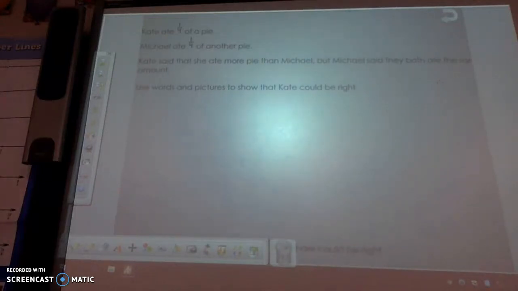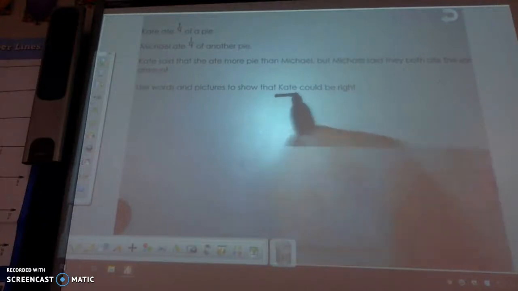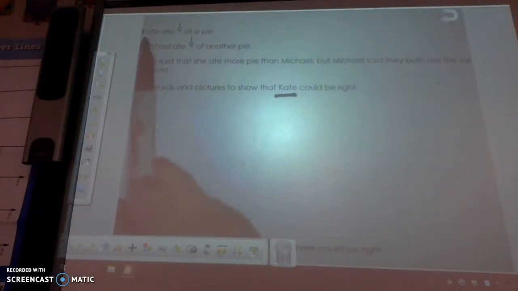So for this first part, we're going to try to prove that Kate is right. What did Kate say? Well, first of all, Kate ate a fourth of a pie. Michael ate a fourth of another pie. We know this. Kate said that she ate more pie than Michael. So we're supposed to use words and pictures to prove that Kate is right. We got to think about this. She ate a fourth and he ate a fourth, but Kate says that she ate more.